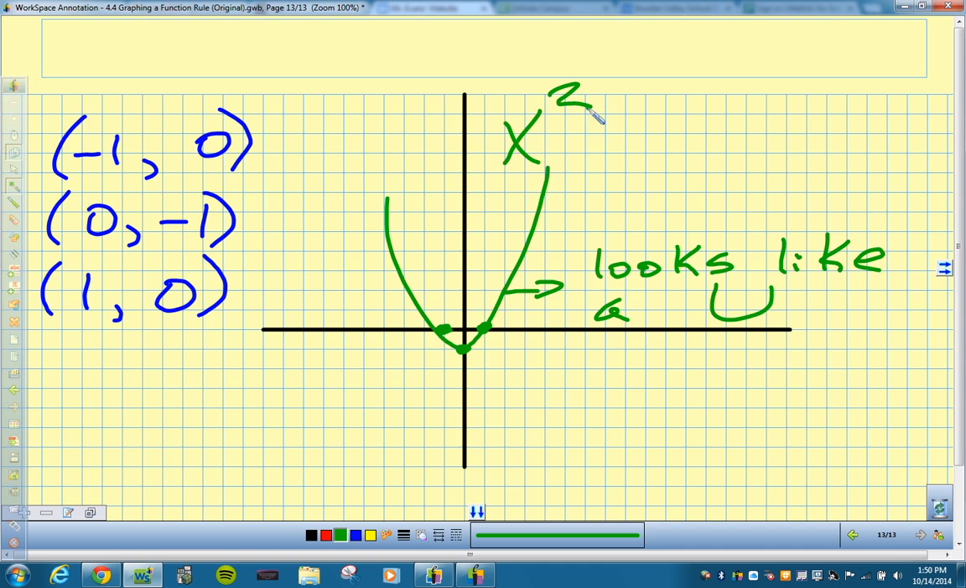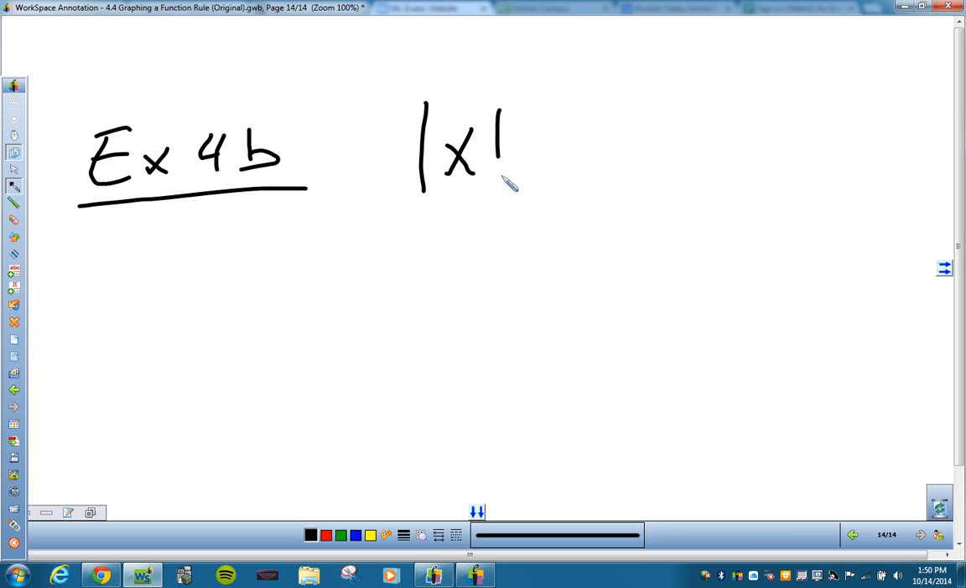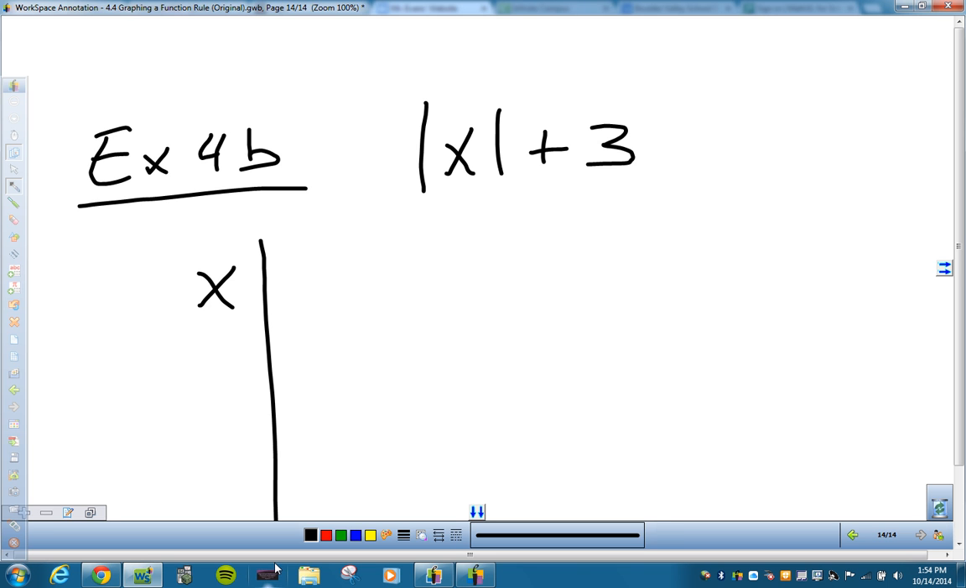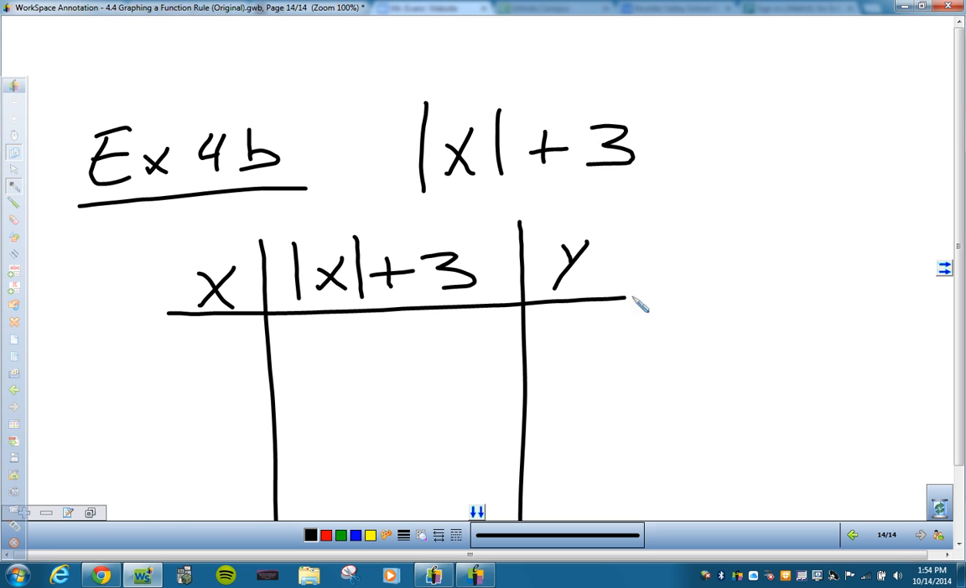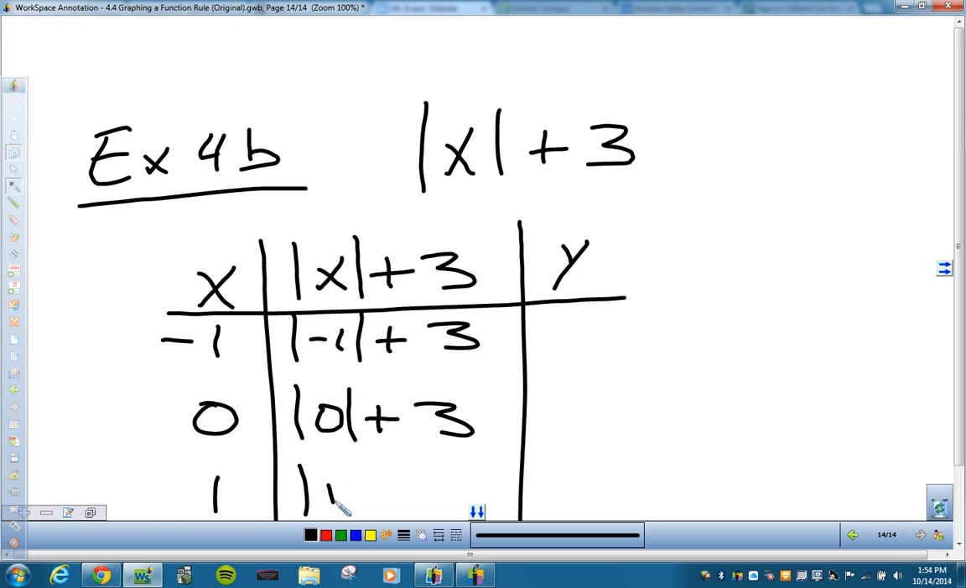Okay, let's graph an absolute value one. Last example. So this is for B, and we'll graph absolute value of x plus 3. So we're going to again make our xy table. So again, I'm going to choose -1, 0, and +1. And just plug it in. So I have absolute value of -1, plus 3. Absolute value of 0, plus 3. Absolute value of 1, plus 3.